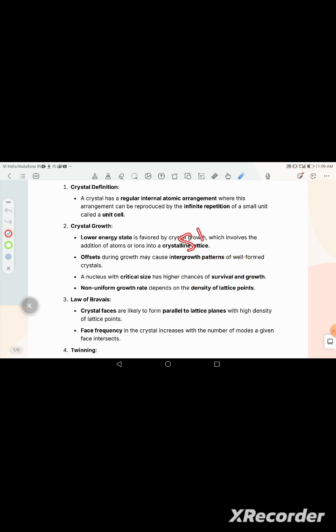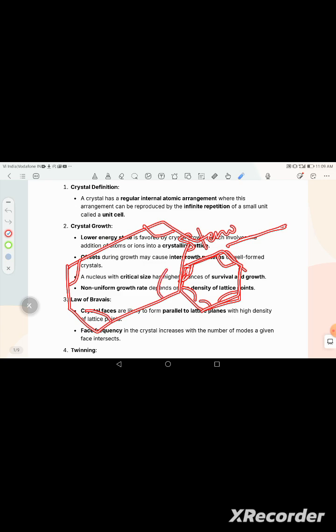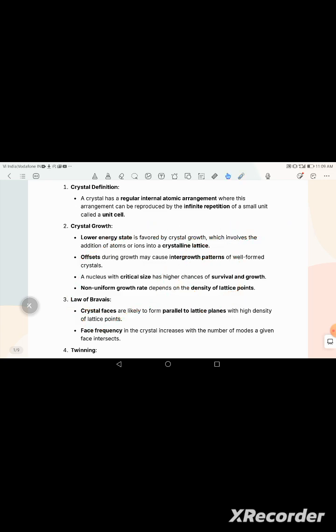There is also Steno's law of constancy, which says that the crystal forms equal angles even when they are deformed. So if the length of this hexagon is increased like this, the crystal face will still form the equal angles. And then comes the twinning.